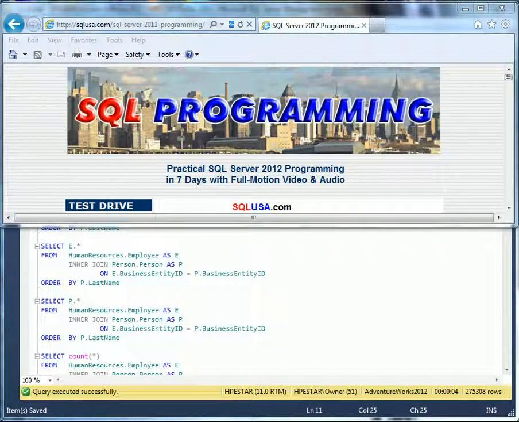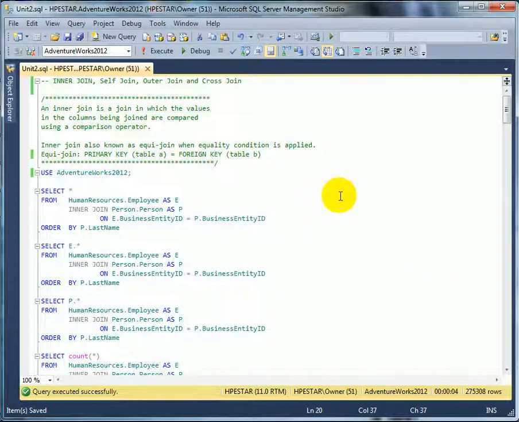Practical SQL Server 2012 Administration and Programming. Select statement, inner join, self join, outer join, and cross join. Let's start with inner join.